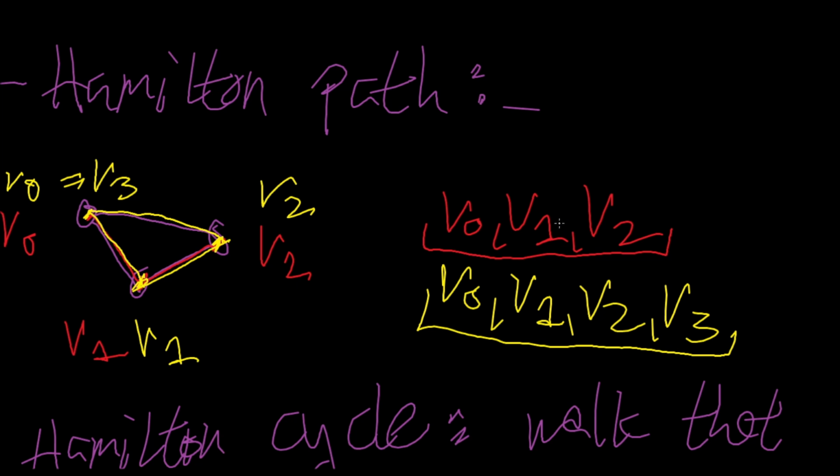You could view Hamilton paths and Hamilton cycles analogously to Euler trails and Euler circuits, but just replace edge with vertex, and you essentially have the same concept.